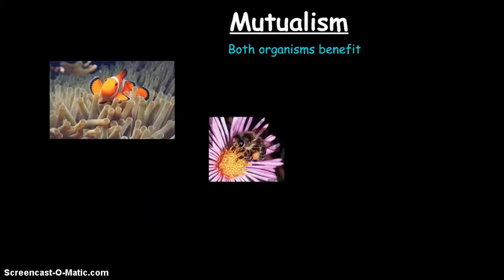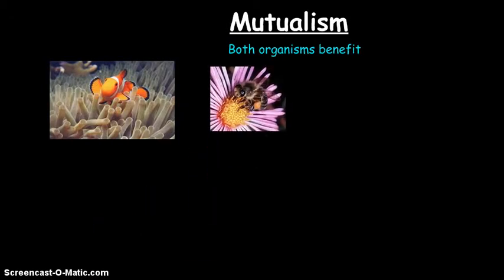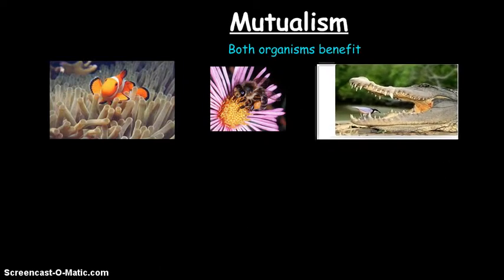Perhaps it's the example of a bee, where the bee is taking the nectar that's produced from the flower, and in the meantime it's taking its pollen and making sure that it pollinates the other flowers, or maybe it's something like this where we have the plover eating the stuff out of the crocodile's mouth. The crocodile gets rid of the waste, and the plover gets fed. So they both benefit in this situation. That's mutualism. Now, there's also something called commensalism.